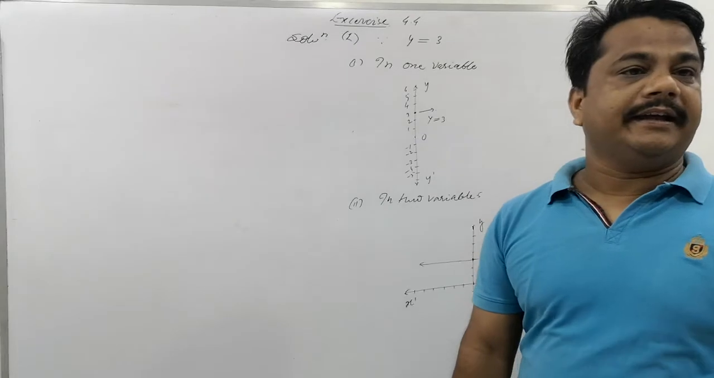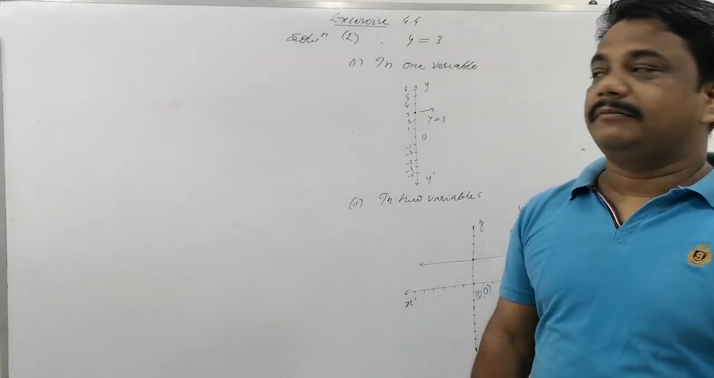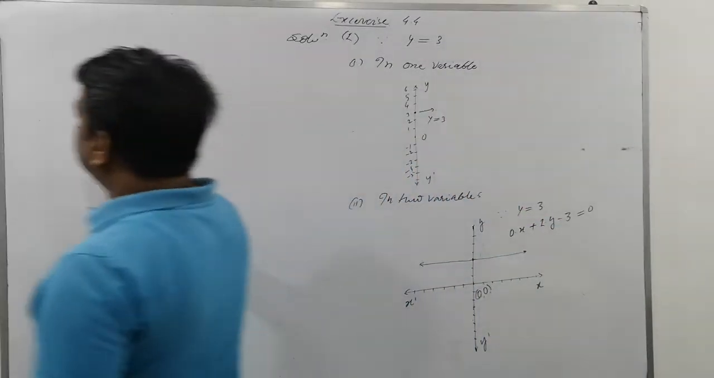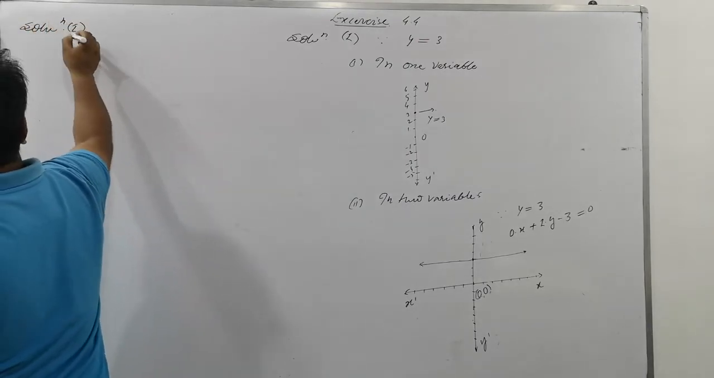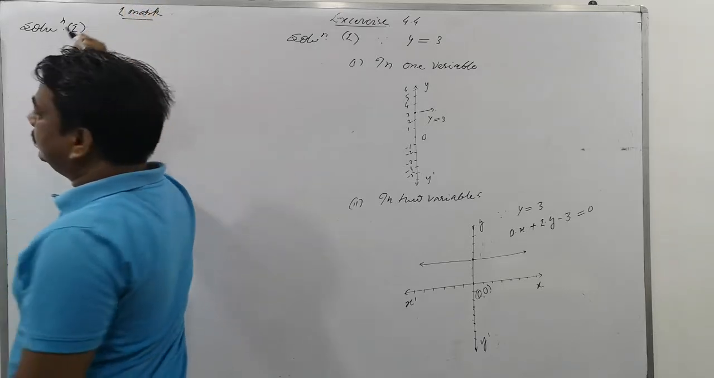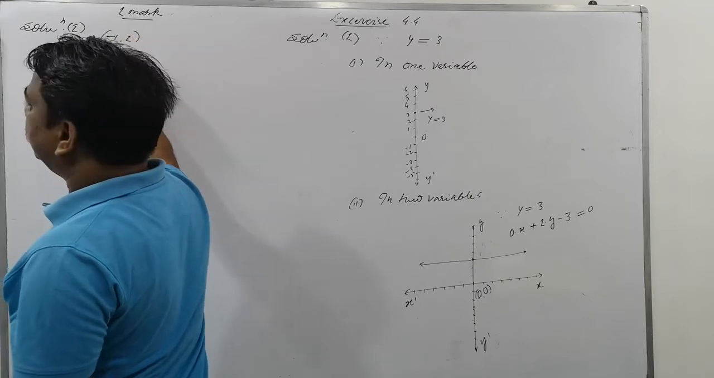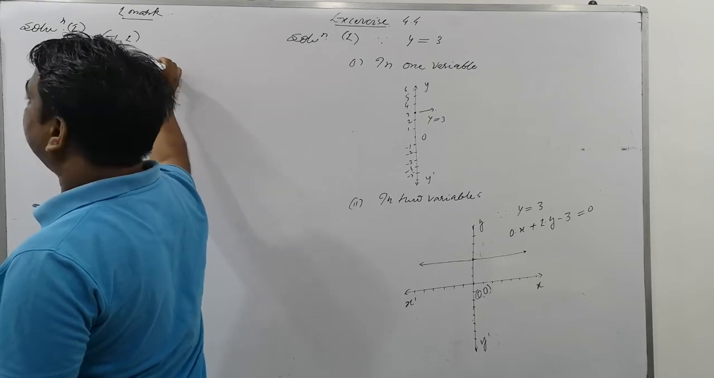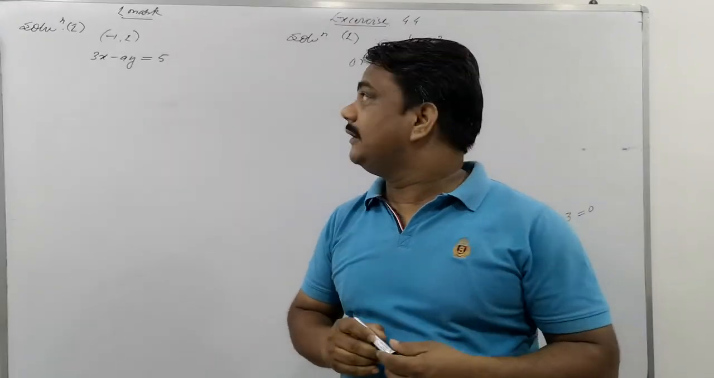Find the value of a, if (minus 1, 1) is a solution of the equation. Can you solve this or not? This is a 1 mark question. The equation is 3x minus ay is equal to 5.